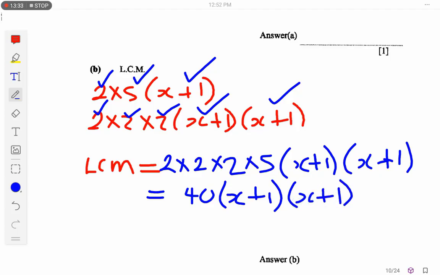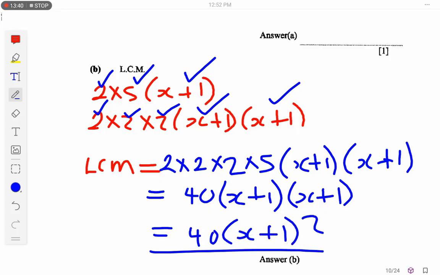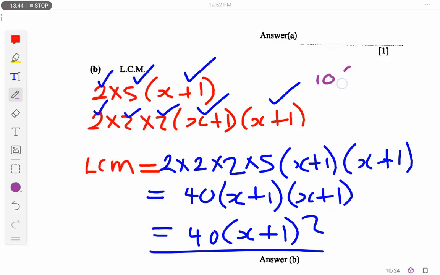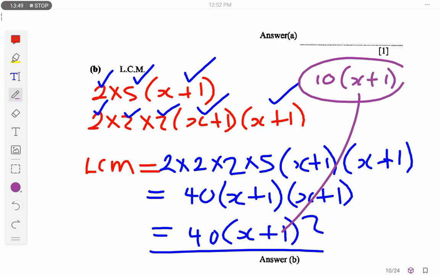If you want, you can leave it like that. If you want, you can say 40 times x plus 1 squared. All the numbers are going to go into that, because the first one is 10 times x plus 1. It will go into this one, and we can have 4 remaining, x plus 1, 4 and x plus 1. Then the other one was 8 and x plus 1 squared. It will go there, and we get 40 divided by 8, our 5 there.